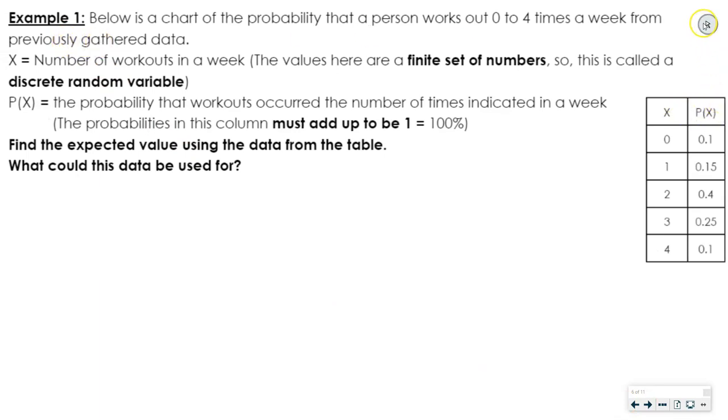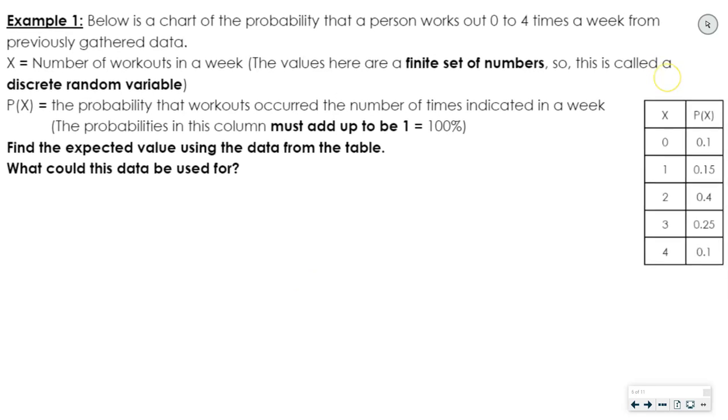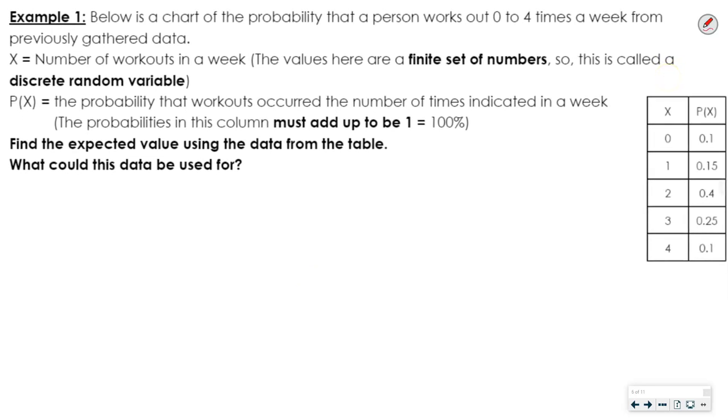All right, so when we look at our first example, it says, below is a chart of the probability that a person works out 0 to 4 times a week from previously gathered data. So X is the number of workouts a week, and these values are a finite set of numbers. So this is called a discrete random variable. That just means there are not unlimited numbers of pieces of data there. There's 0 through 4 times.